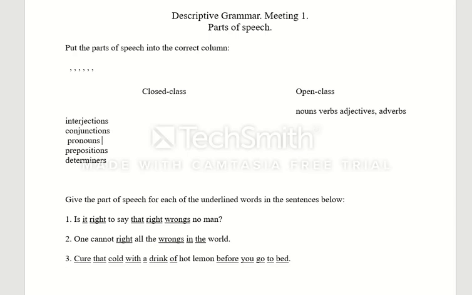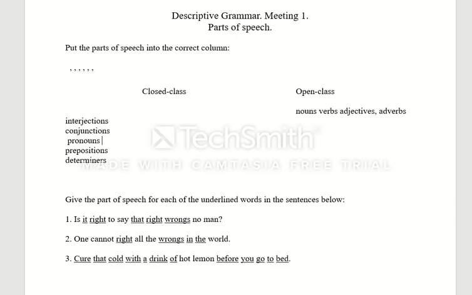Is it right to say that? Now when we use that after a verb in this way, this that is a conjunction. The word that can also be a pronoun or a determiner, but in this particular case it's a conjunction.